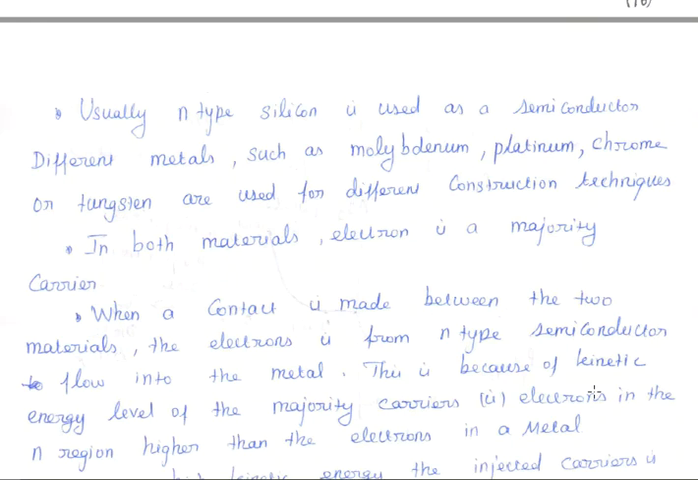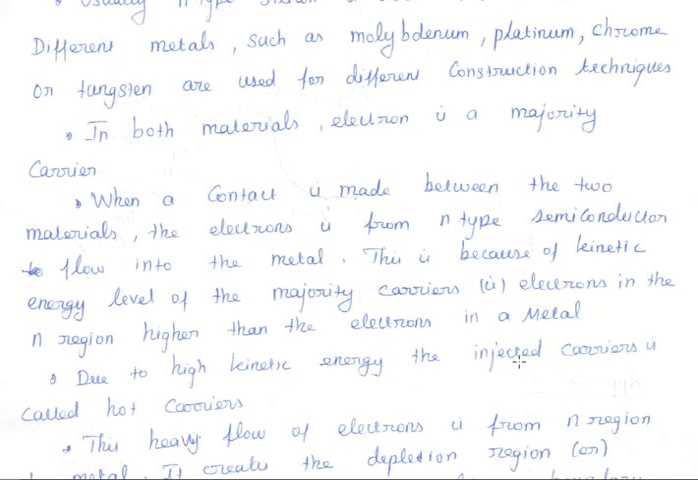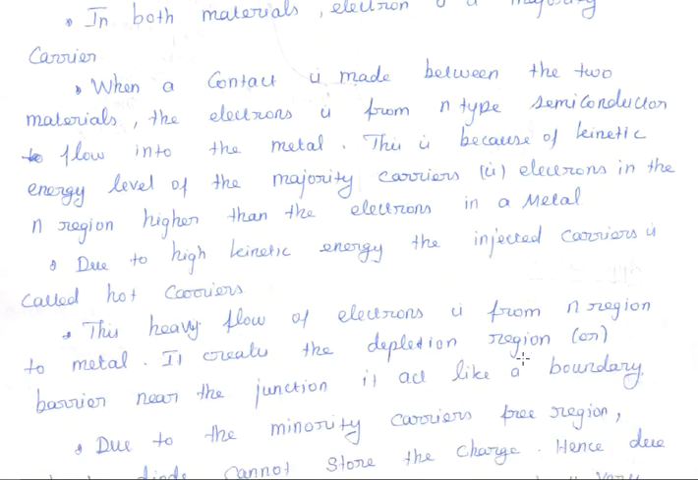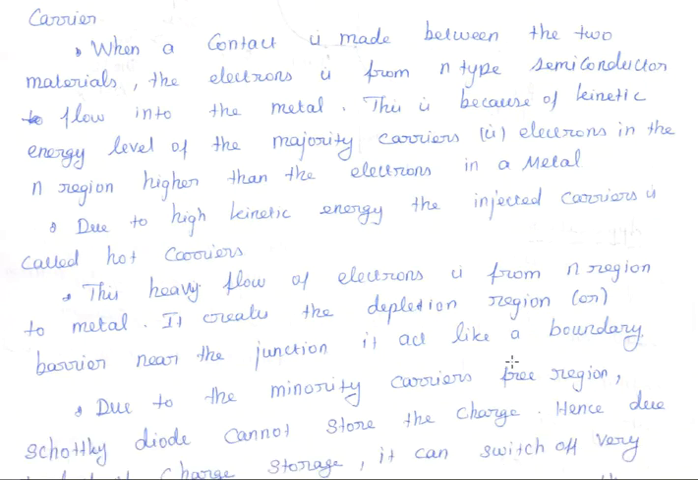When a contact is made between the two materials, the electrons from N-type semiconductor flow into the metal. This is because the kinetic energy level of majority carriers, that is electrons in the N region, is higher than the electrons in the metal region. Due to the high kinetic energy of the majority charge carriers, the injected carriers are called hot carriers. That's why the Schottky diode is otherwise called as hot diode.